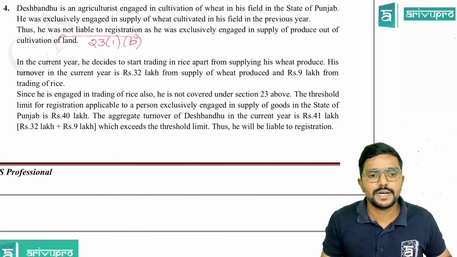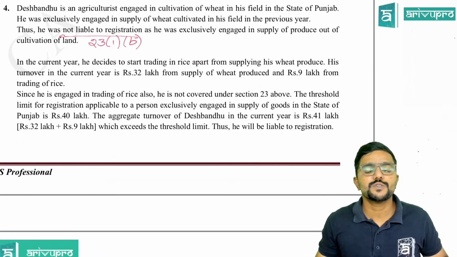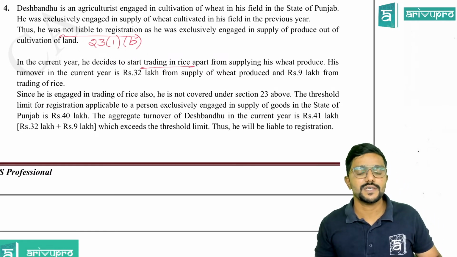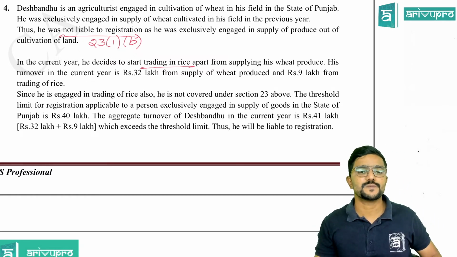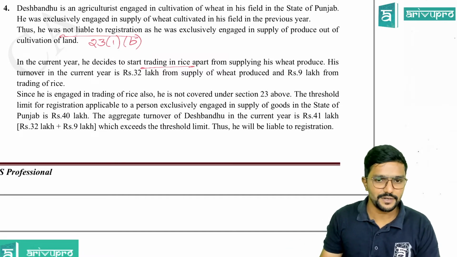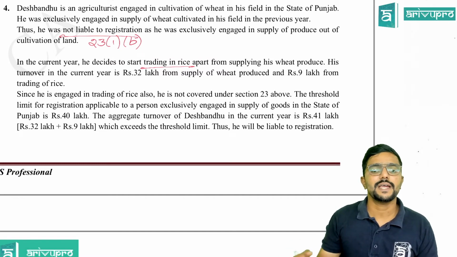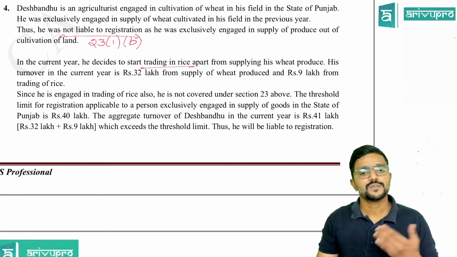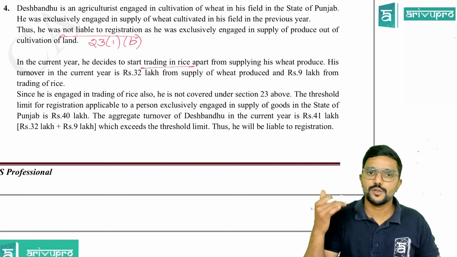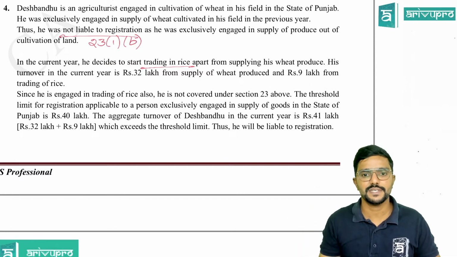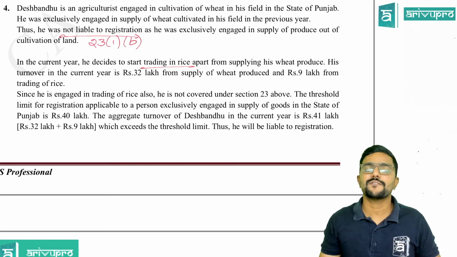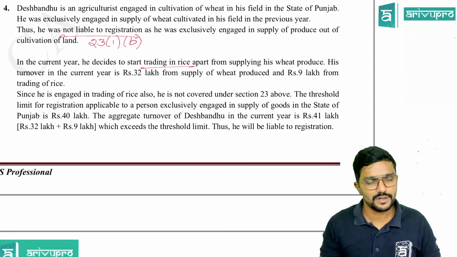Now, in the current year, he decides to start trading in rice, not growing, trading in rice apart from supplying his wheat produce. His turnover in the current year is 32 lakh from supply of wheat produced and 9 lakh from trading in rice. So supply of wheat is exempt under GST. Okay, supply of agricultural produce actually is exempt under GST. So 32 lakh is exempt supply and 9 lakh from trading of rice is taxable under GST.